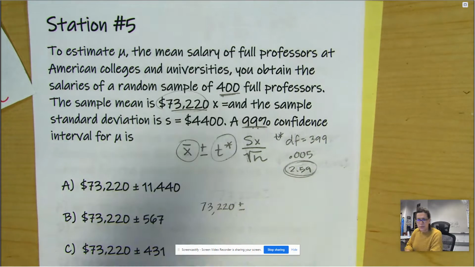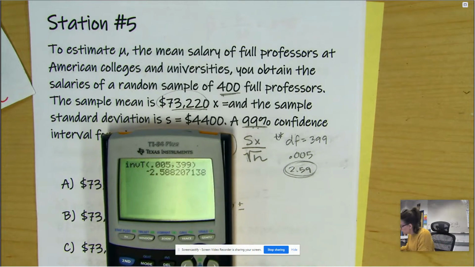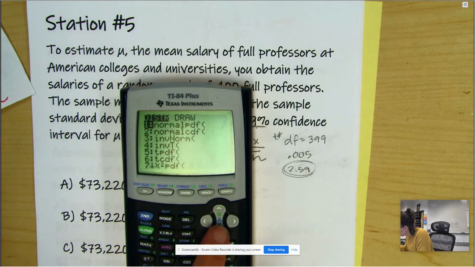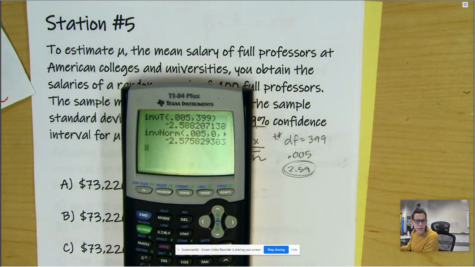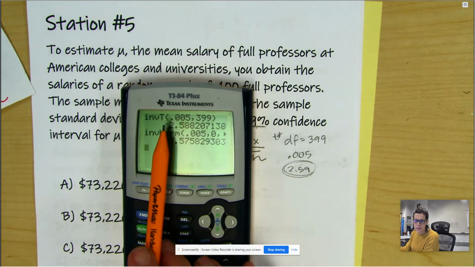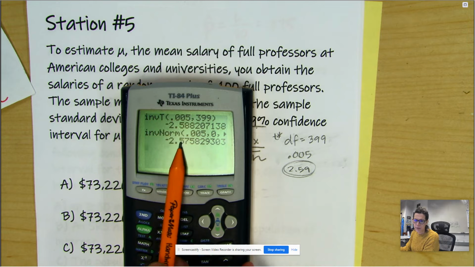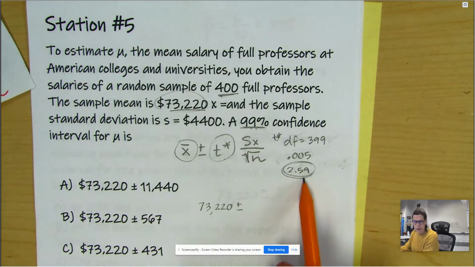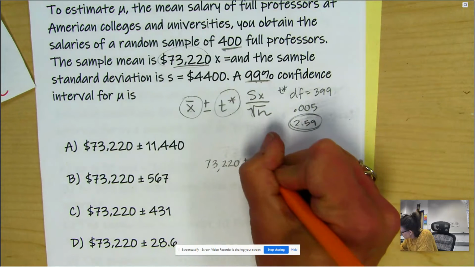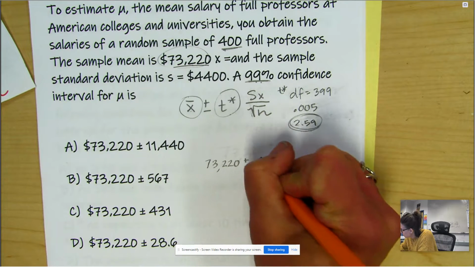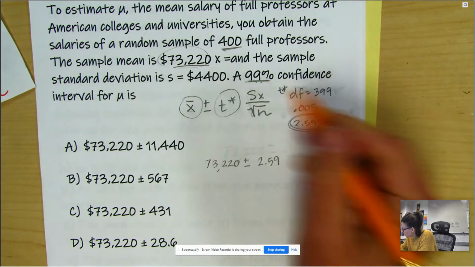Now, see how much that differs from just the normal distribution? If I do want to do the normal distribution, second vars, inverse norm, 0.005. We don't need degrees of freedom. Look how close these are. The T distribution is a little bit different, but look how close it is. I'm just going to use this one, and it's going to be a little bit off, but it's fine. So T star is 2.59. That's our critical value: how many standard deviations we have to go away from the mean to capture 99%.